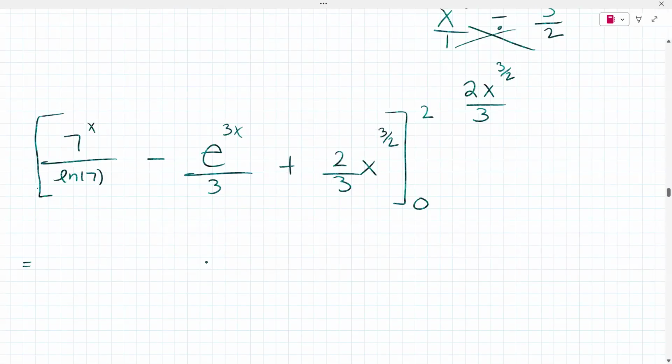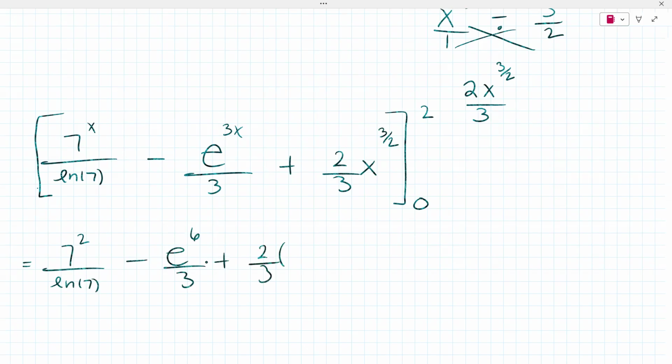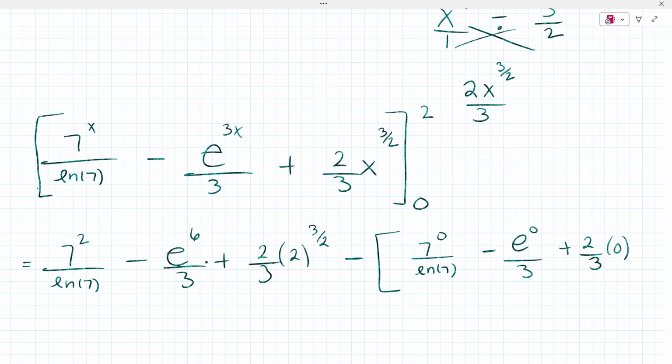So this is going to be 7 squared. So you do upper boundary minus lower: 7 squared ln of 7 minus e to the 3 times 2, which is 6, over 3, plus 2/3 of 2 raised to the 3/2, minus bracket. And then this would be 7 raised to the 0 of ln of 7 minus 3 times 0 is 0, so I'll just do that, plus 2/3 of 0 raised to the 3/2.